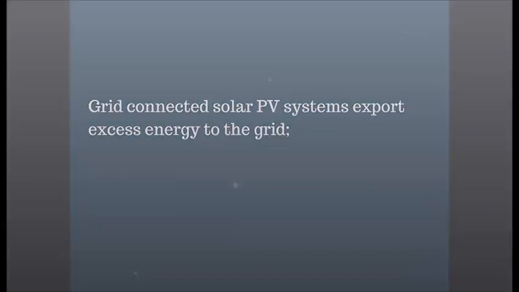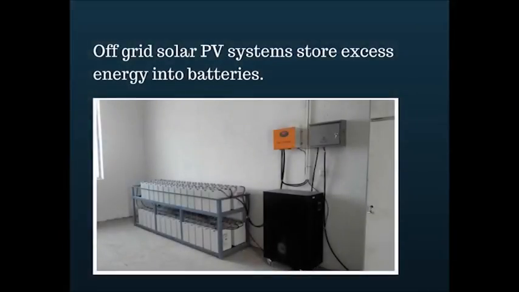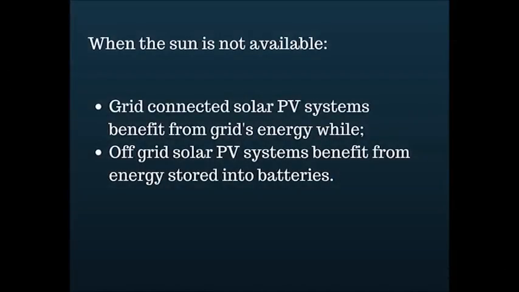An off-grid or standalone PV system involves the use of storage batteries. The batteries store the excess energy generated by the PV array, and in turn provide electricity to the connected load when the sun is not available.